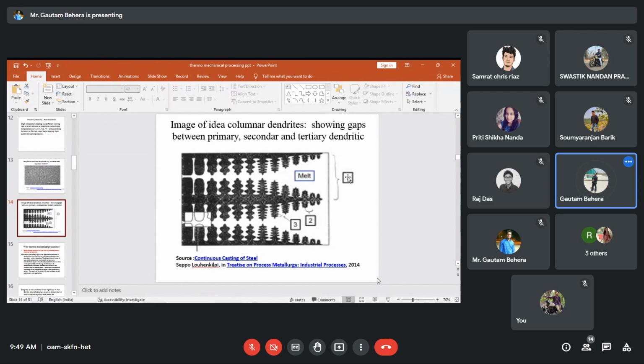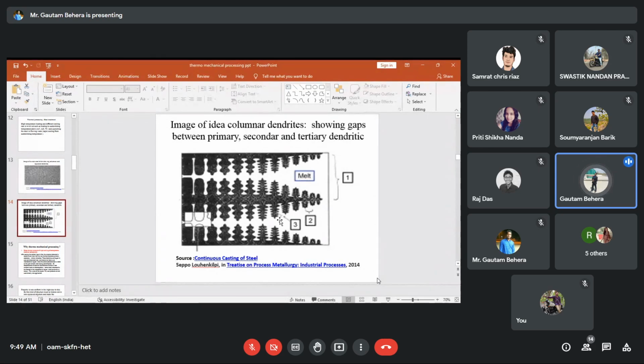This is one primary dendrite. This is one primary dendrite. This is one primary dendrite, and these two are showing you secondary dendrites. This is one secondary dendritic arm, right? This is one secondary dendritic arm. But what is tertiary? You can see these small ones are the tertiary dendrite.